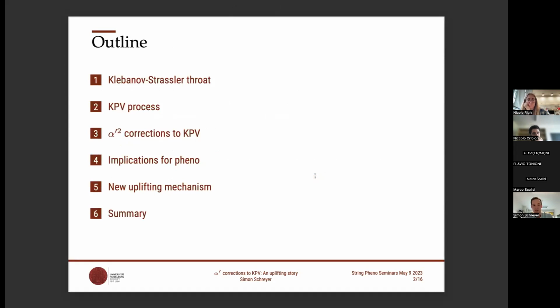To understand this in more detail, I will first explain what the Klebanov-Strassler throat is and how the KPV process works. Then we'll calculate the alpha prime corrections to the KPV process and discuss the implications for Pheno and also a new uplifting mechanism that emerges in that story.